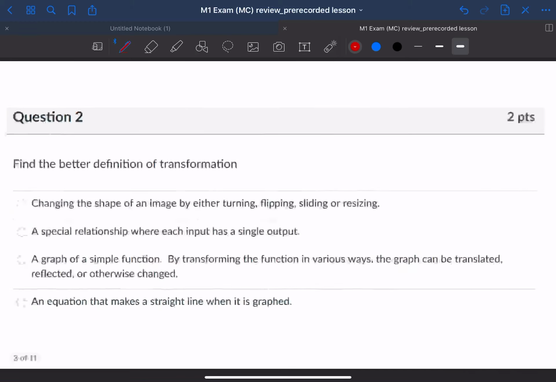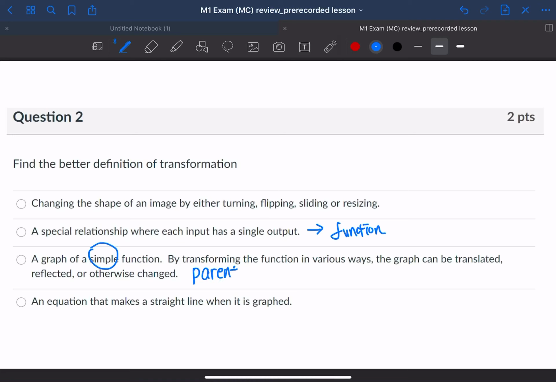Okay. Let's go over one more definitions. Definition of transformations. First one is saying changing the shape of an image by either turning, flipping, sliding, or resizing. Second one is saying a special relationship where each input has a single output. By the way, this is the definition of function. Third one, a graph of simple functions, which means this is the definition of parent function. And an equation that makes a straight line, which means it's a linear function.